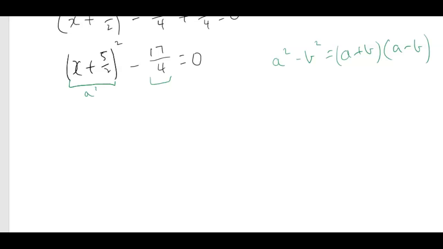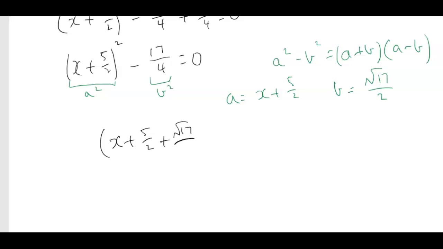So this is going to be your a squared, this is your b squared. So a is equal to x plus 5 on 2, and b is equal to the square root of 17 over the square root of 4, which is 2. All right, so difference of perfect squares. So a plus b, x plus 5 on 2, and then we've got plus root 17 on 2. And then we've got a minus b. So just finishing it off there.